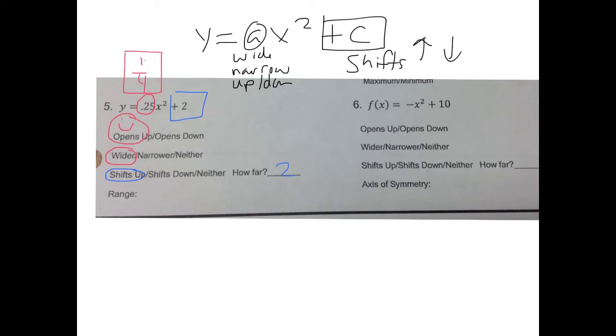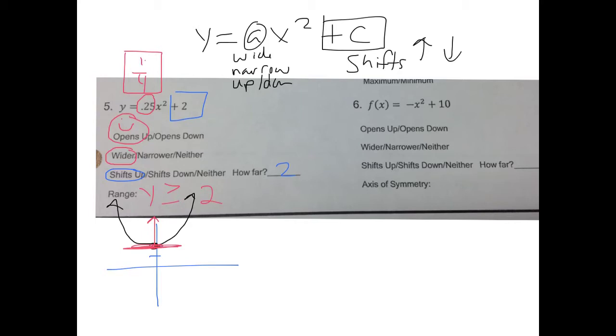And so just to get an idea of what this graph will look like, it's shifted up 2. So it starts right here. It opens up, and it's going to be wider than normal. So it kind of looks like this right here. So when we do range, how low does it go? That's 2. So y is greater than or equal to 2, since this goes up.